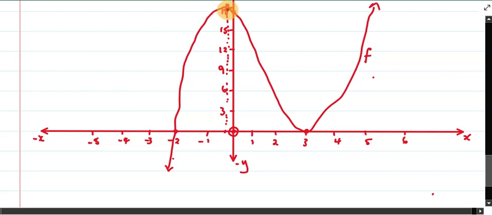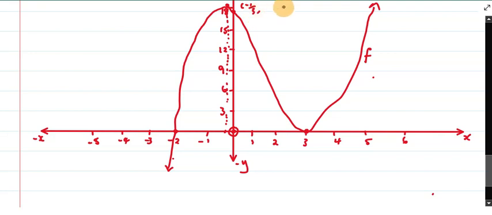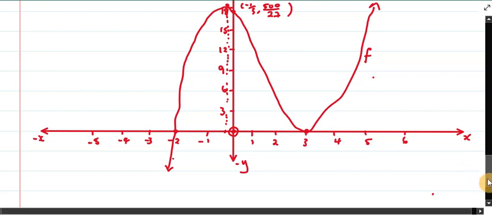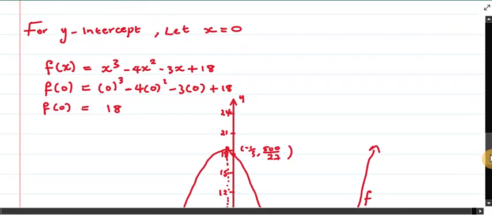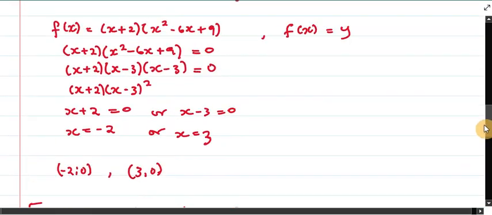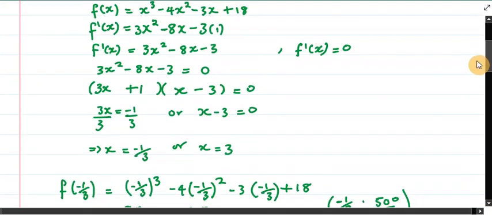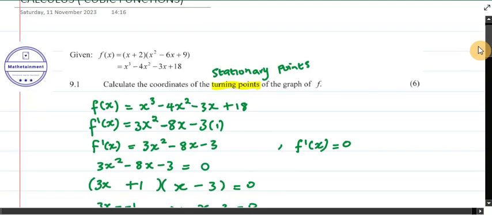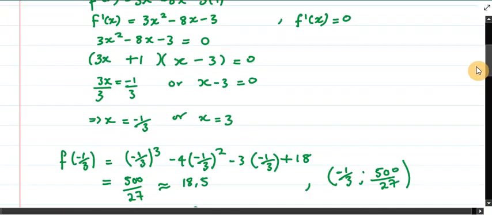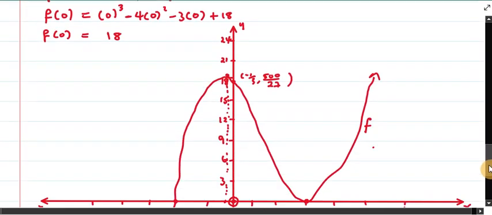You can label your points here. It's minus 1/3, 500 over 27. 500 over 27 is equivalent to 18.5. Here it's 0, 18. Here it's minus 2, 0. Here it's 3, 0. You can label your points for clarity, but my graph is showing everything. So that is all that was required of you here. The first one was stationary points, and the second one was to plot the graph.